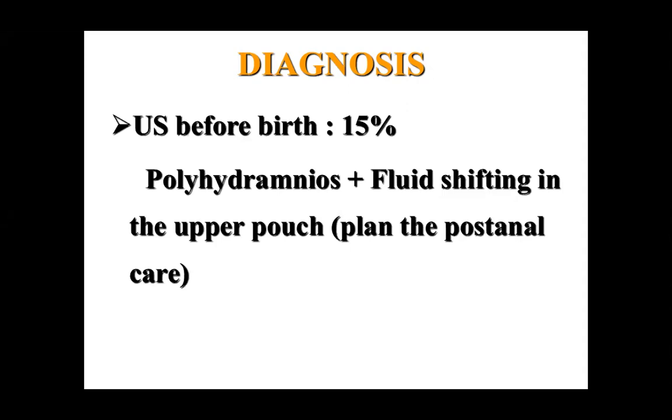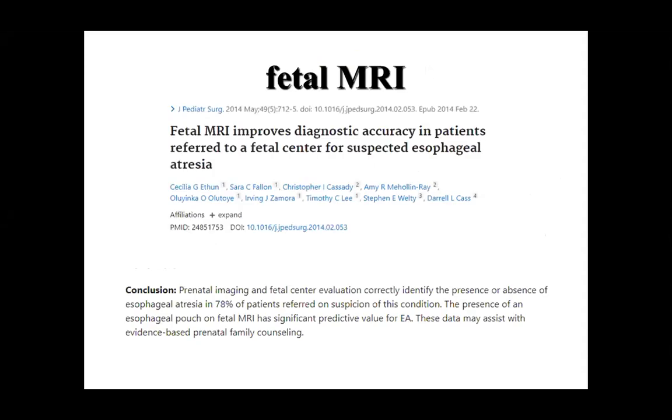Regarding the antenatal diagnosis, now we are speaking about fetal MRI, and fetal MRI really improves the diagnostic accuracy in patients referred to a fetal center for suspected esophageal atresia. So fetal MRI can also be useful for the antenatal diagnosis of esophageal atresia.